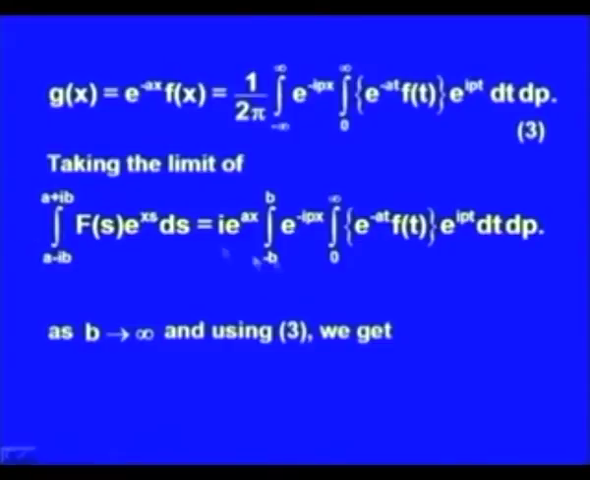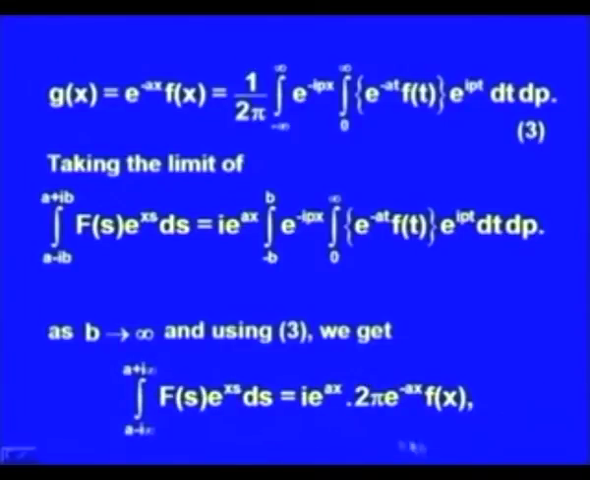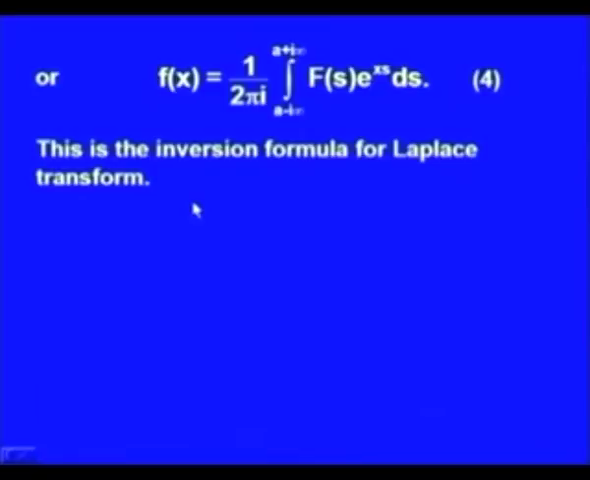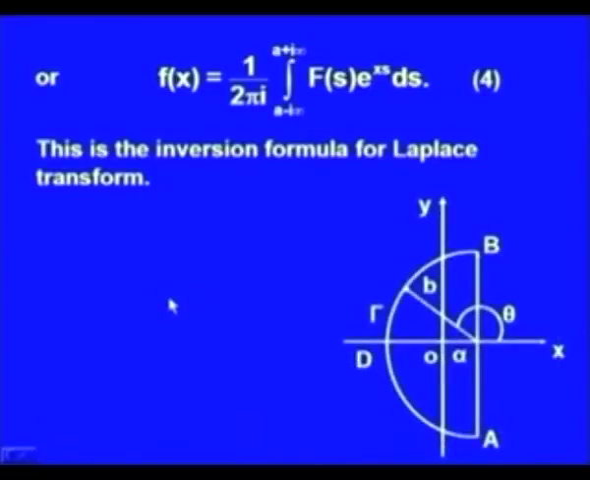So, that is as b tends to infinity, and using equation 3 we get integral over a minus i infinity to a plus i infinity f(s) e to the power xs ds as i e to the power i a x into 2 pi e to the power minus a x into f(x), or we get f(x) equal to 1 over 2 pi i integral over a minus i infinity to a plus i infinity f(s) e to the power xs ds. This is the inversion formula for the Laplace transform.